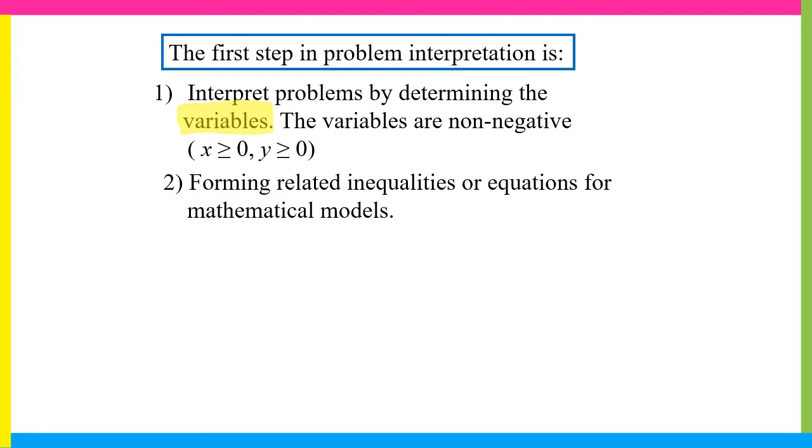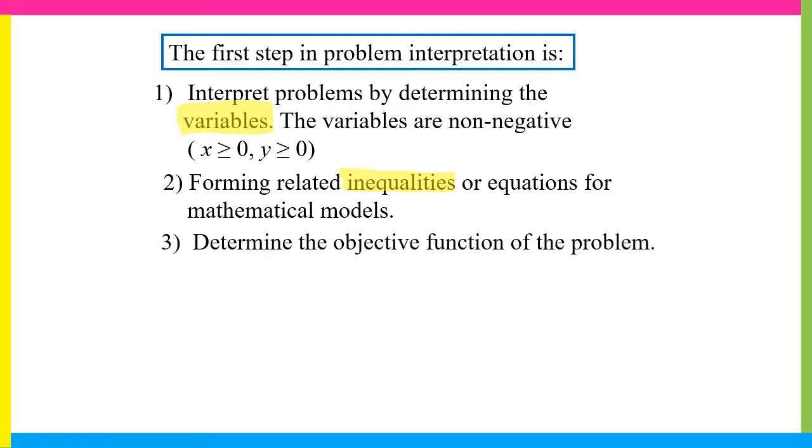So forming related inequalities. Okay, now the second step is inequalities or equations for the mathematical model. So after we have the variables, we have to form the inequalities. The third one is to determine the objective function of the problem. So what is our objective from the questions, from the problem?